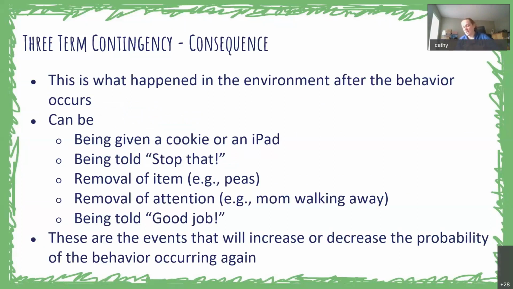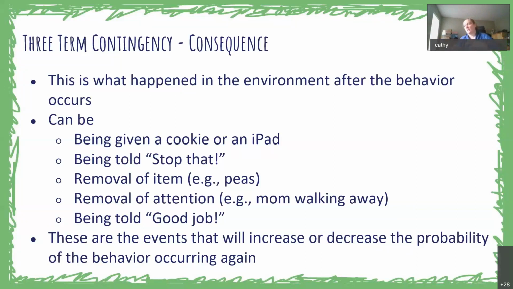Or parents removing the item, or if you throw the peas, they're gone unless mom brings them back, but at least they're gone for a little bit. Attention is removed. Maybe mom walks away or the sibling leaves you alone after you hit them and things like that. So all those are consequences, things that are happening in the environment after the behavior.